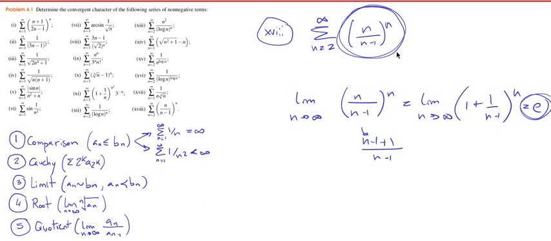That means that when n is very large, this term is very similar to e. So it's just summing e an infinite number of terms. So this means that this series is divergent because the general term is not converging to 0. Okay, so that's the basic test, and that's the thing you should always test at the beginning when you start to test these things. Okay, so that ends problem 4.1.